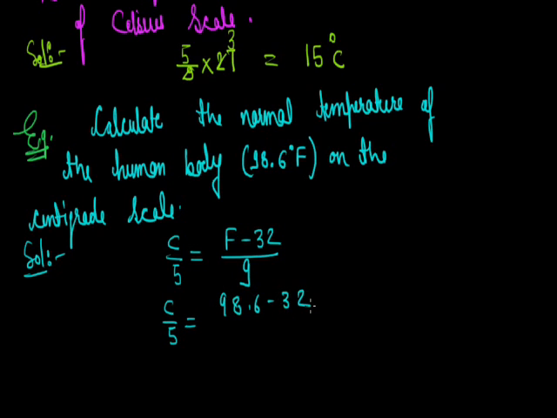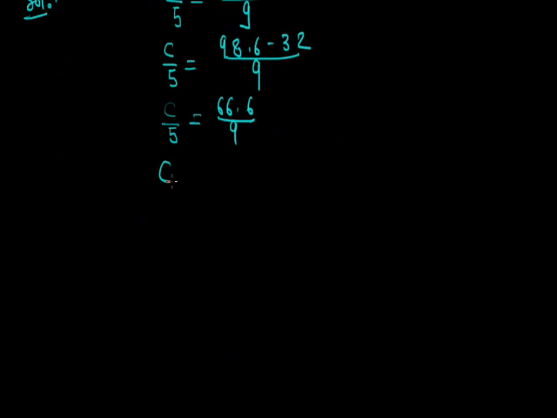98.6 minus 32 by 9. When we solve this, we get C by 5 equals 66.6 upon 9. So C will be, after cross multiplication, 66.6 upon 9 into 5. When we solve this, we get 37 degree centigrade, and as we know already, the normal temperature of human body in centigrade scale is 37 degree centigrade.